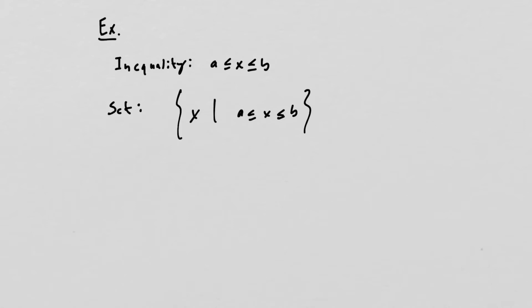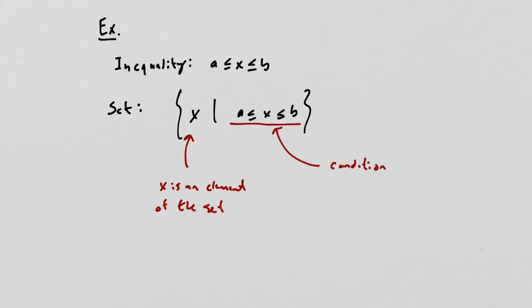So here, let's highlight what all this means. This is saying that x is an element of the set. This piece of information over here is telling us the condition to be in the set. And so this is telling us that this set is comprised of all elements that are in between a and b, including a and b itself.